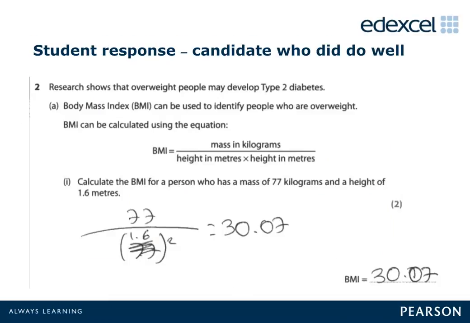This question is from the foundation tier paper and is assessing the math skills and the ability of the candidate to understand the concept of body mass index. This candidate correctly substituted into the equation and showed their working for 2 marks.